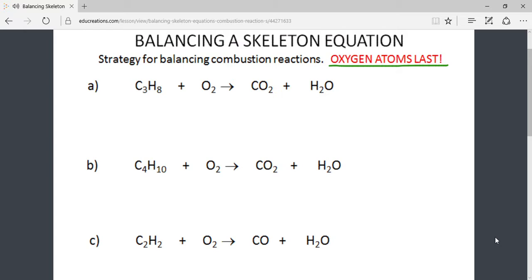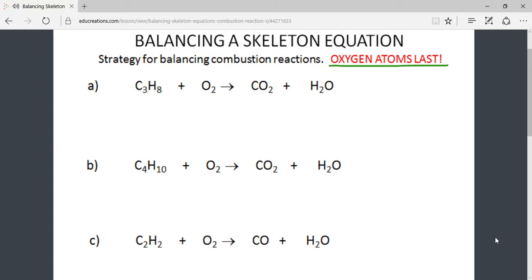You'll need to be careful because oxygen will be found in more than one product or reactant, and the sum of oxygen on each side will have to be determined before you can balance. For example, you can see on the product side of each of these three examples, oxygen appears in each of the products. Let us begin example A by balancing oxygen atoms last.